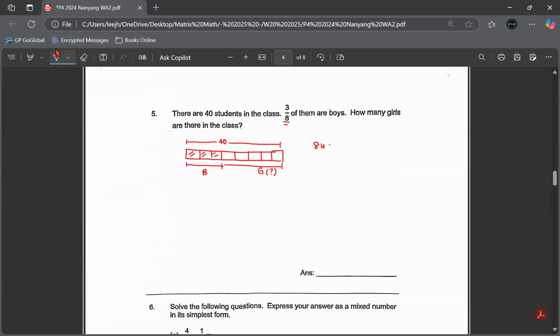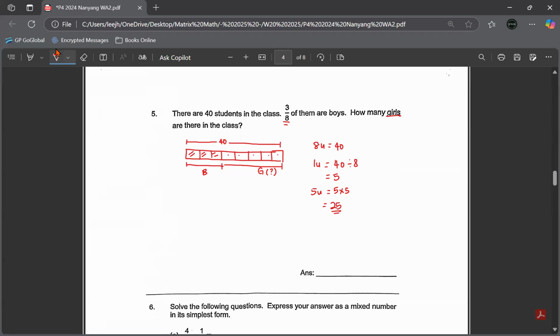Okay, so 8 units is 40. Look for 1 unit. Always look for 1 unit. 40 divided by 8, 1 unit is 5. I want to find girls, right? So if you look at the girls, there's actually 1, 2, 3, 4, 5, 5 units. So 5 times 5.